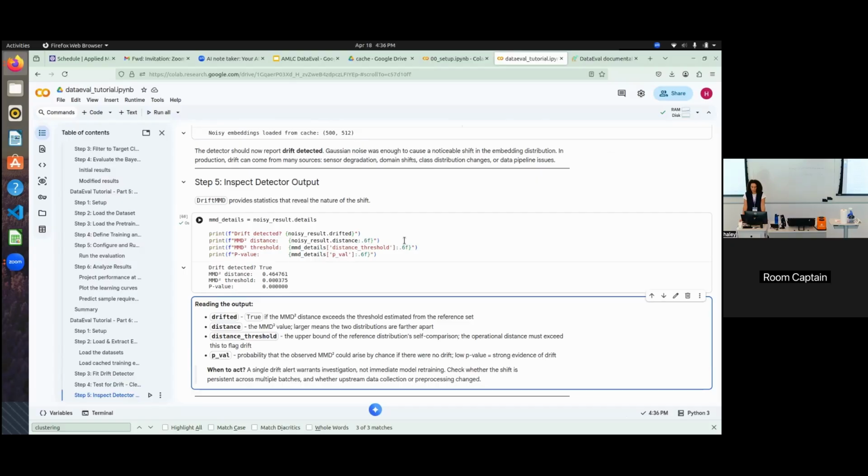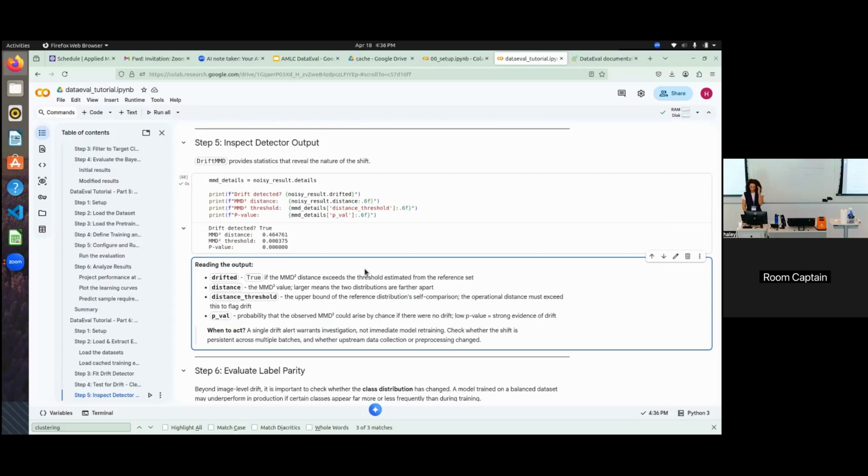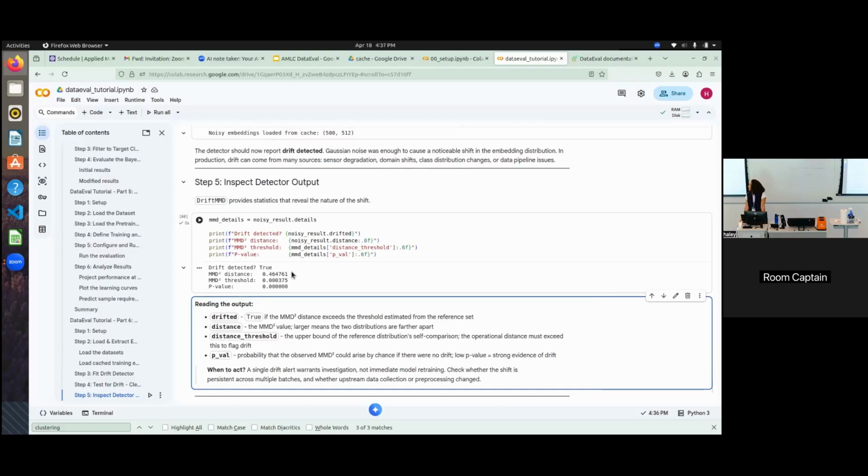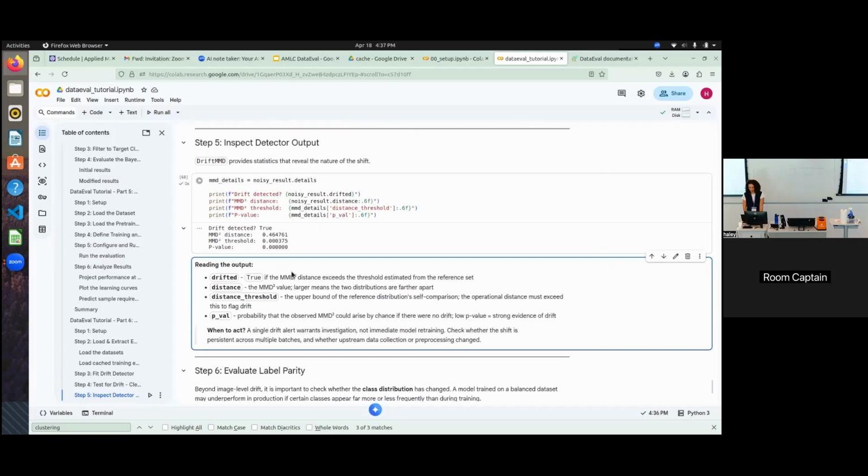Maximum mean discrepancy squared is one of the statistics that we use in this. And so the distance is 0.4. Our threshold was not that. And then a very, very small p-value can indicate that drift has occurred. And so we're seeing now that the operational data has in fact drifted from what the model was trained on.